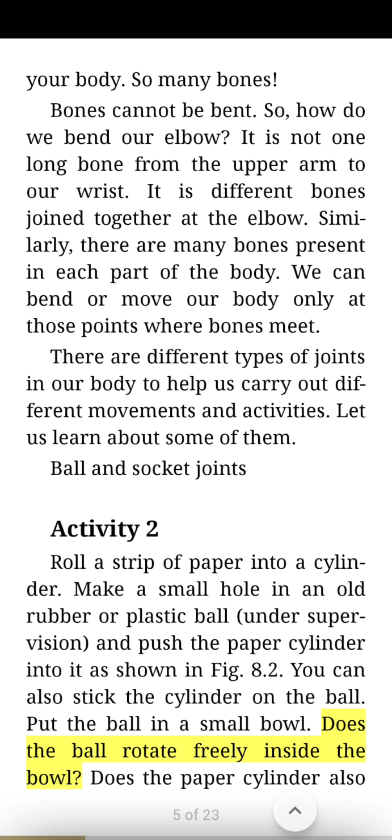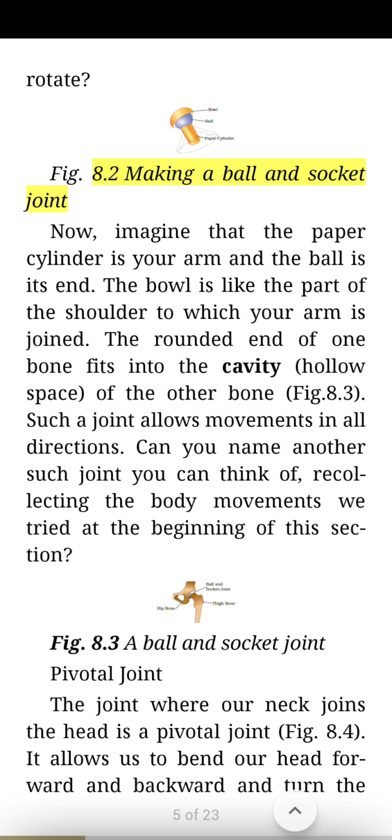Does the ball rotate freely inside the bowl? Does the paper cylinder also rotate? Fig. 8.2: Making a ball and socket joint. Now, imagine that the paper cylinder is your arm and the ball is its end. The bowl is like the part of the shoulder to which your arm is joined. The rounded end of one bone fits into the cavity, the hollow space, of the other bone. Fig. 8.3: Such a joint allows movements in all directions.